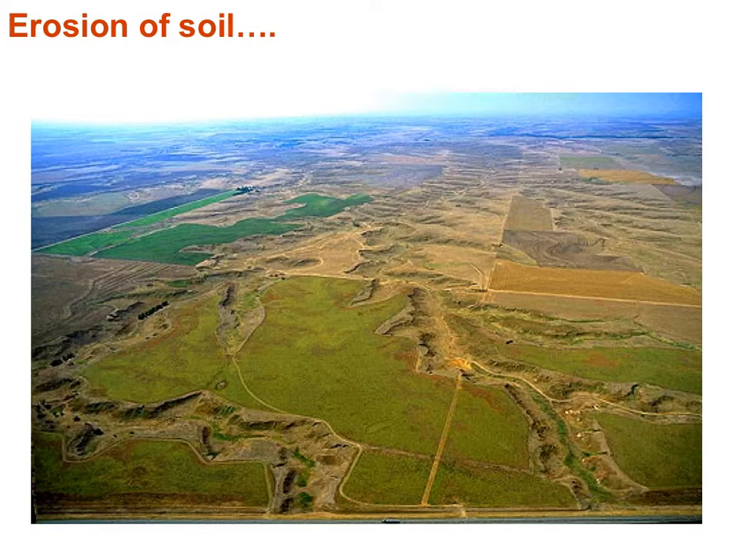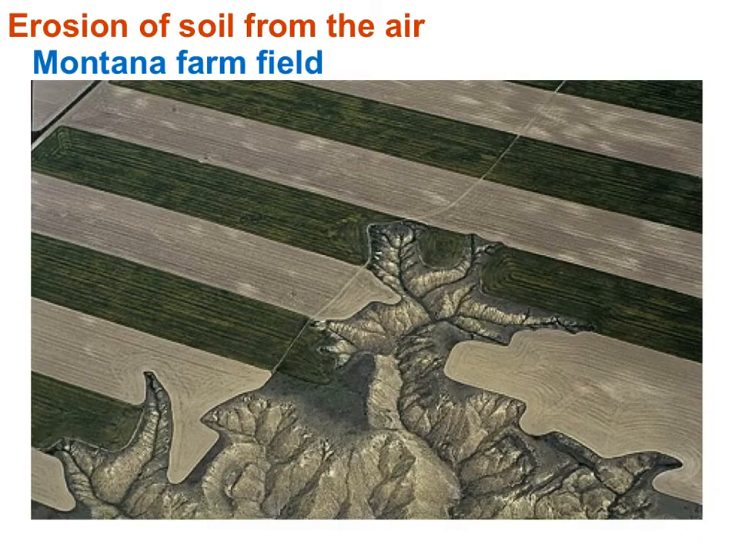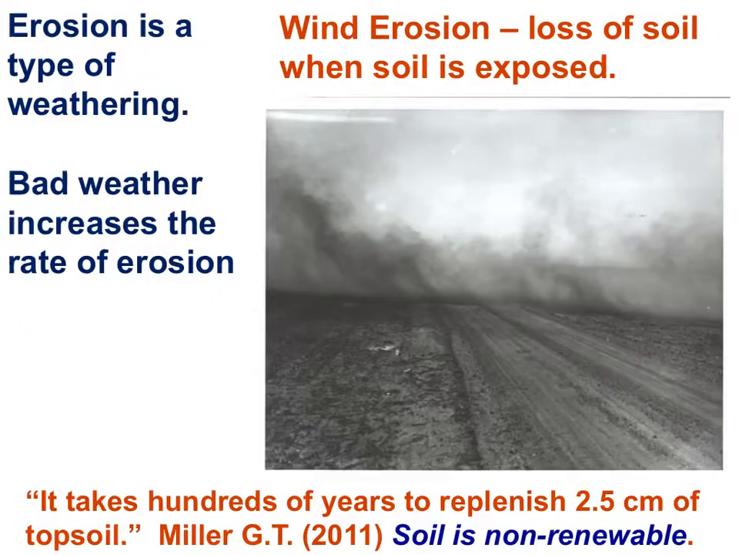This is natural erosion. In this photograph from Bolivia, we can see erosion. Again, water has removed the soil. Here is another photograph from the air of a farm field in Montana. The eroded region is apparent, water having carried off the topsoil in a natural manner. Here is a photograph of wind erosion. Strong weather is often responsible for erosion. High levels of rain and wind on exposed land will increase the rate of erosion.